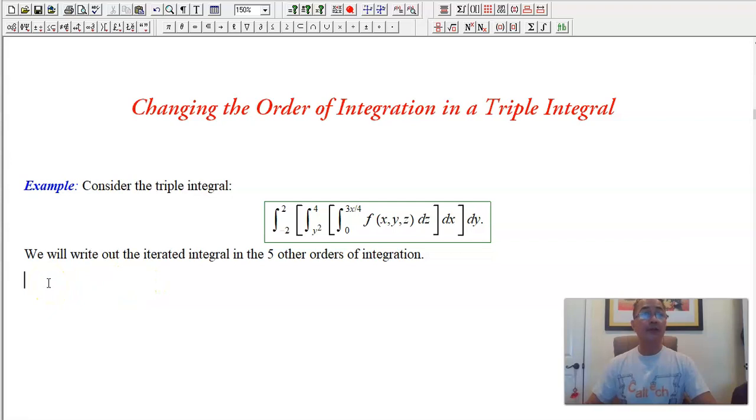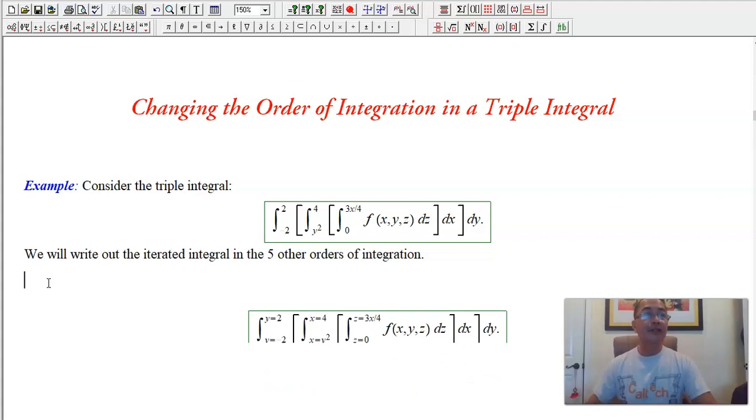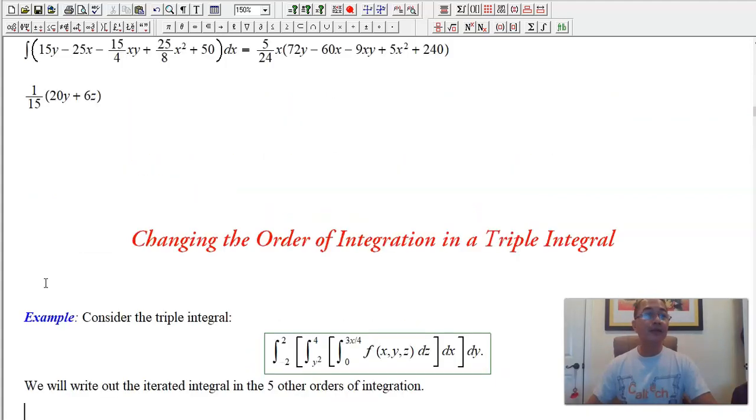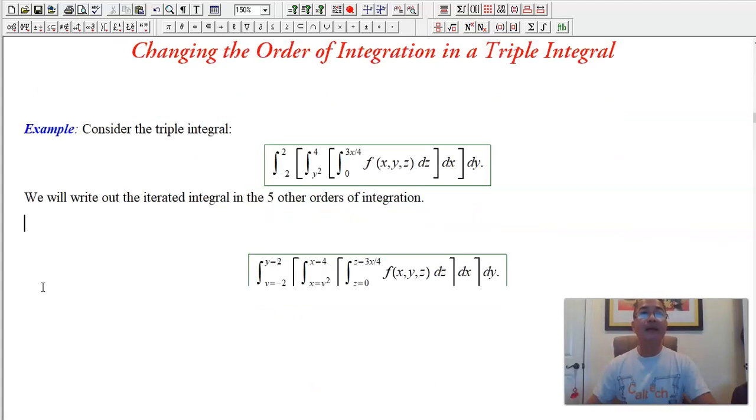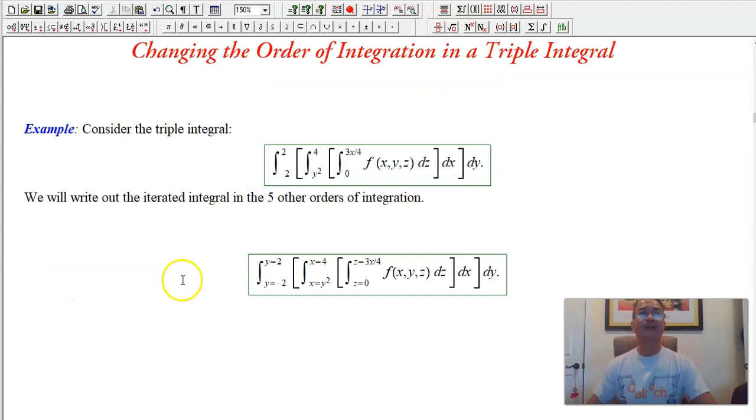All right, so the first step, I already wrote it down to save a little time. Here it is. Let me refresh that a little bit. Okay, there you go. So y will go from -2 to 2, x will go from y squared to 4, z will go from 0 to 3x over 4.